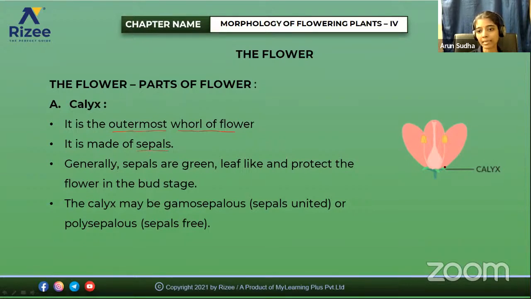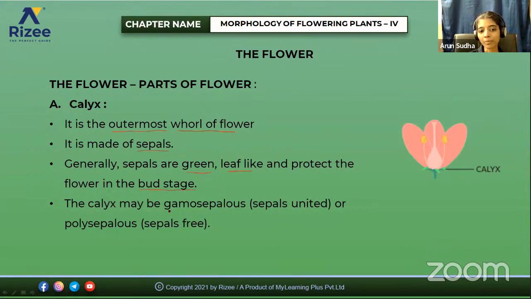So this is the calyx, and it is made up of sepals. Generally, what is the role of these sepals? They are green, leaf-like structures, and they protect the flower in the bud stage. When the bud, that is the flower, is very young, it has to be protected. This protection is provided by the sepals.